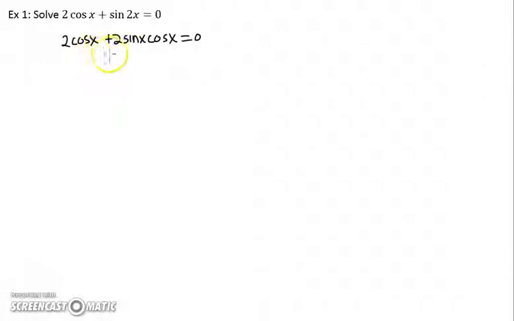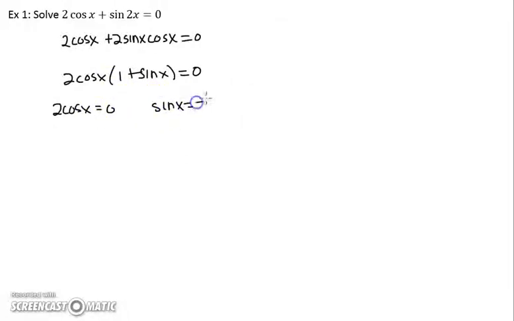equals 0. And that's because of our double angle formula that we just looked at on the previous slide. Now what we can do is we have a cosine in common. We also have a 2 in common. So let's go ahead and factor out a 2 cosine of x. And that's going to leave us with 1 plus sine of x equals 0. And now all we have to do, just like we did in the last couple of sections, is set each of these things equal to 0 and solve. So 2 cosine of x equals 0 is really just cosine of x equals 0. 1 plus sine of x equals 0 gives us sine of x equals -1.